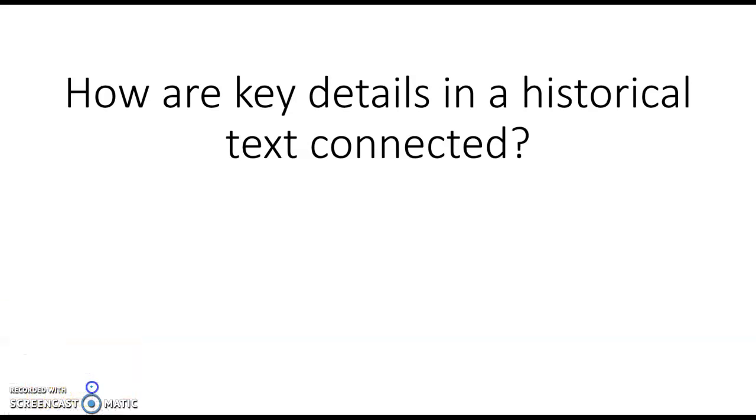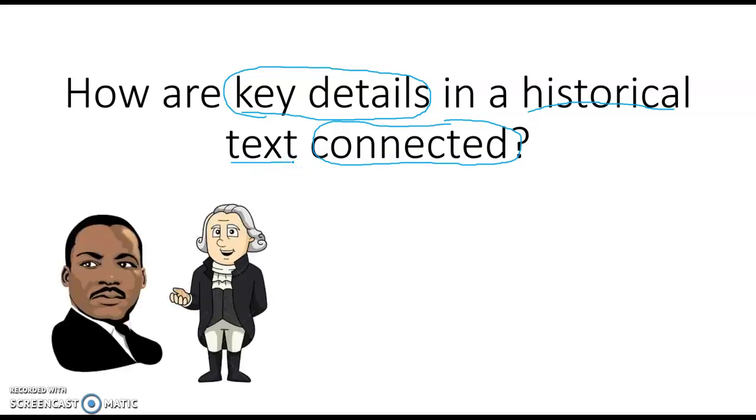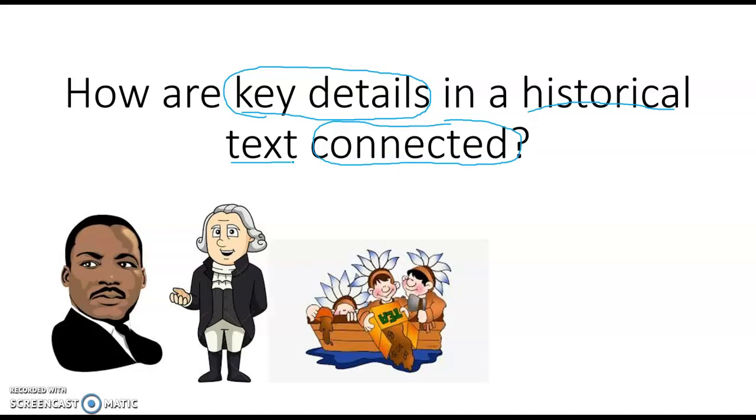Your lesson essential question is, how are key details in a historical text connected? So again, today we're focusing on those key details and their connections in historical texts. Remember, a historical text tells us about something from the past. So maybe it's a person from history or an event. Maybe it's a place.